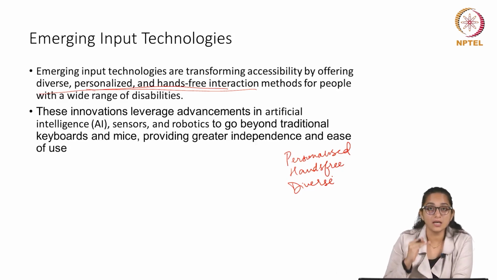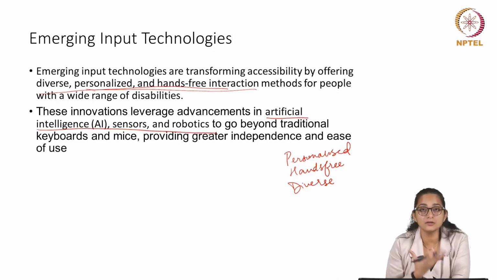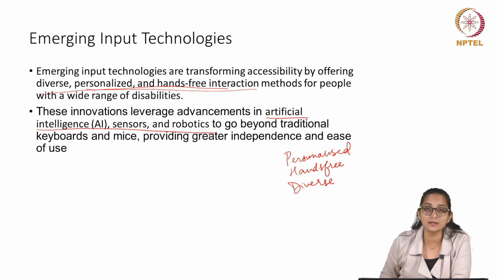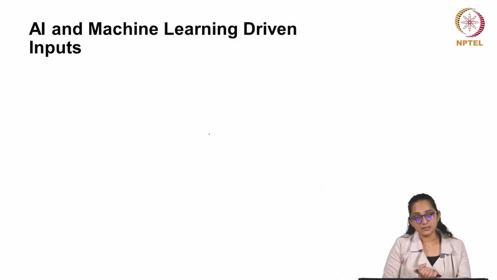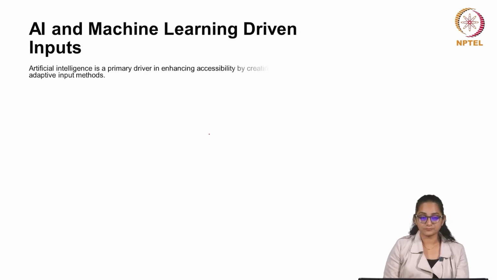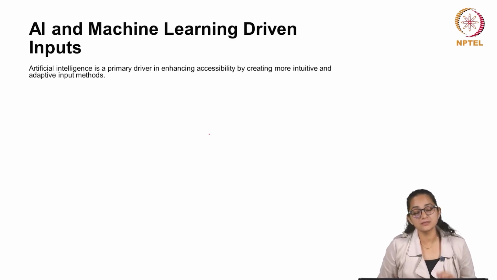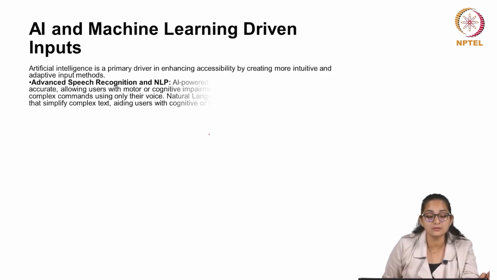So, these innovations are largely leveraging AI technologies, sensors and robotics to go beyond the traditional keyboard and mice and provide greater independence of use and ease of use. So, let us see the different categories under which they fall. First, AI and machine learning driven inputs. Artificial intelligence is primarily a driver in enhancing accessibility by creating more intuitive and adaptive input methods.